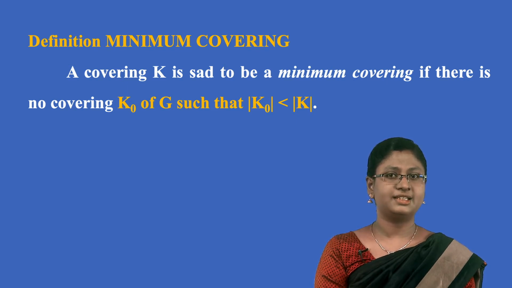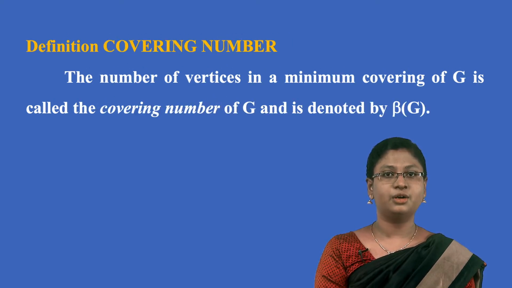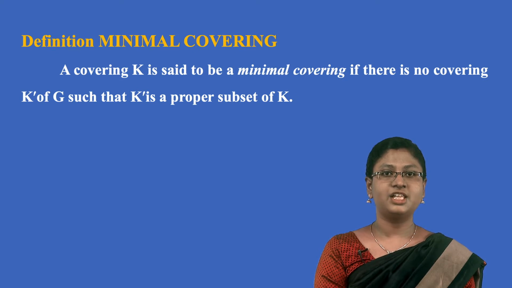So, here also, does there exist a special name for the cardinality of this minimum covering? Yes, the answer is covering number. We will see the definition now. The number of vertices in a minimum covering of G is called the covering number of G and is denoted by beta of G. Now, let us see the definition of a minimal covering in a graph. A covering K is said to be a minimal covering if there is no covering K dashed of G such that K dashed is a proper subset of K.